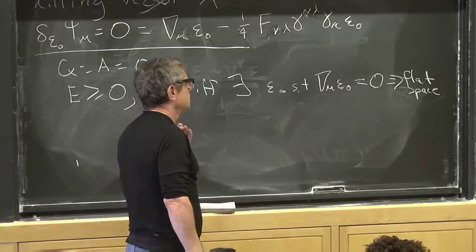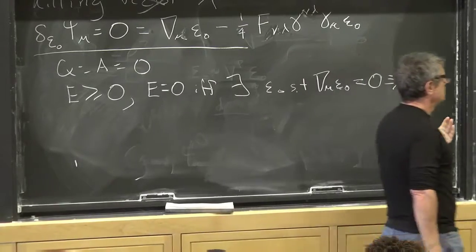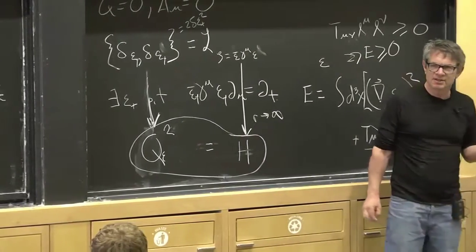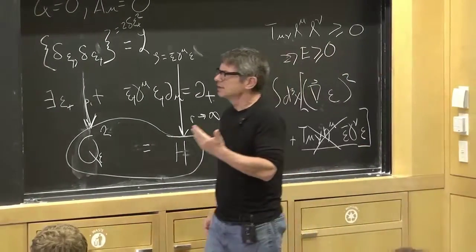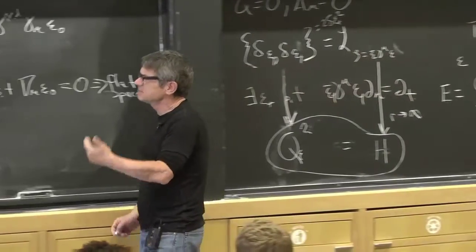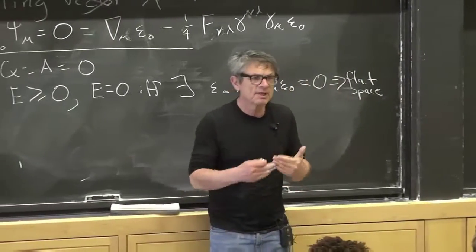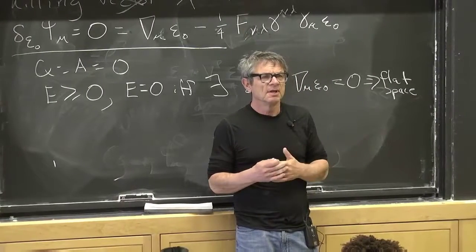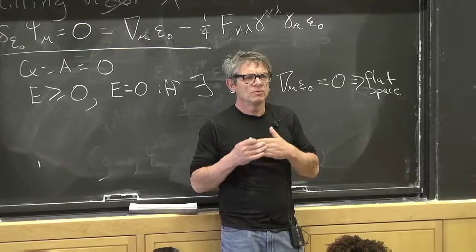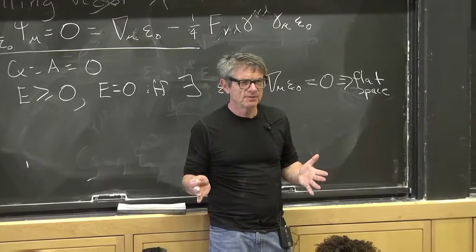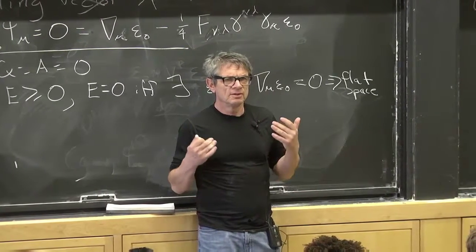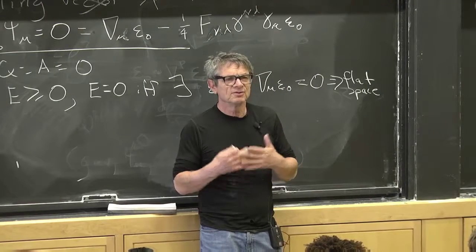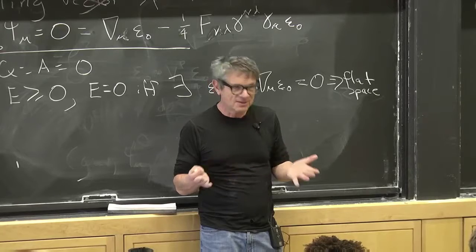Well, let's see. If we're talking about asymptotically flat, it's a little hard for me to answer your question, because what we are talking about here are asymptotically flat solutions of the vacuum Einstein equation. No electromagnetic field. The only such solution is flat space.